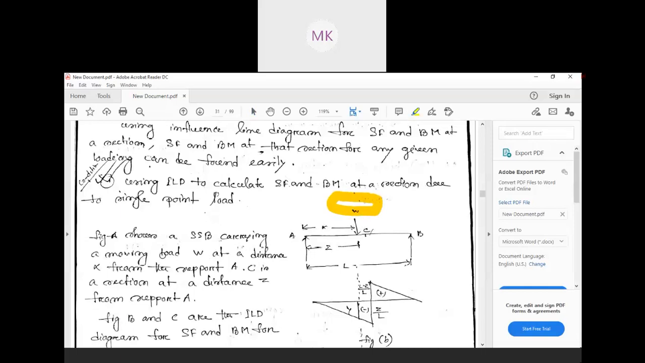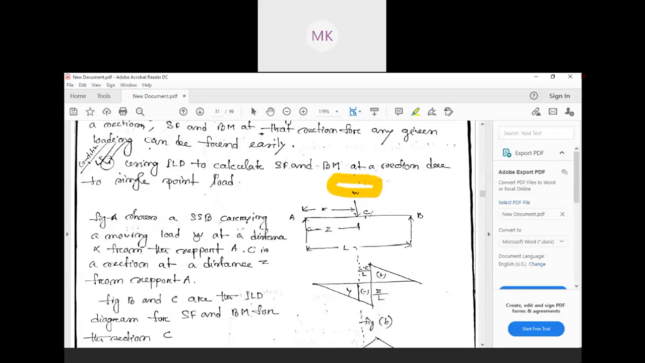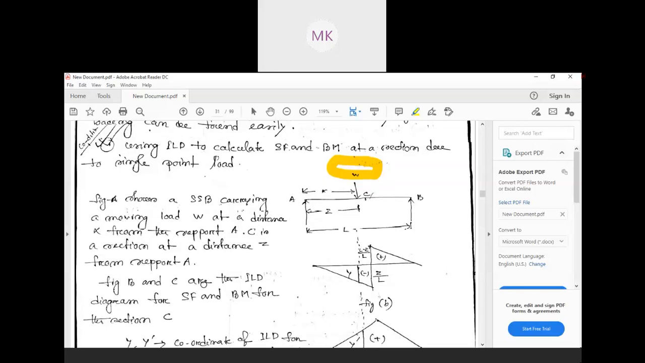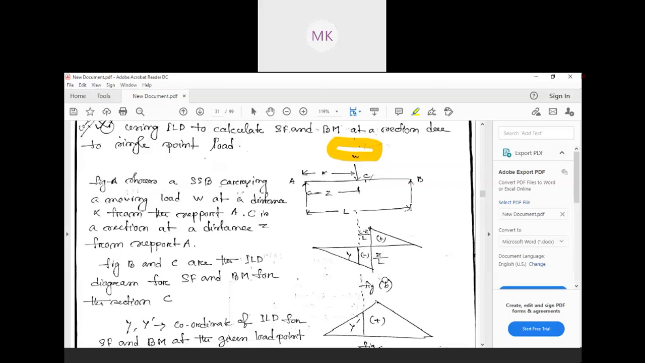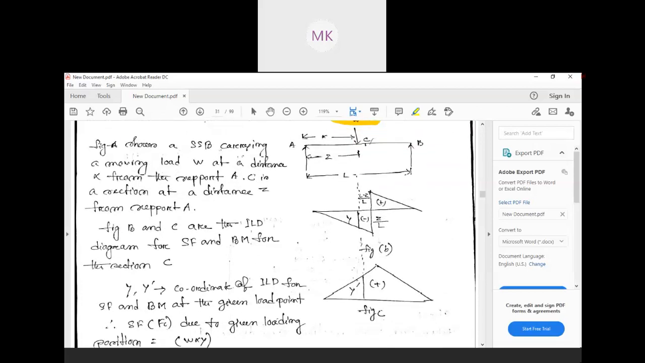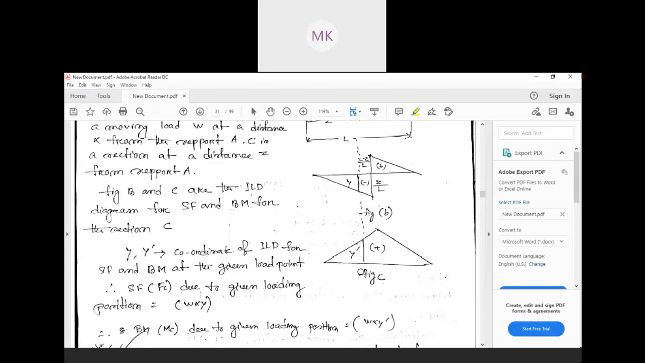In the figure, it is showing an SSB carrying a moving load W at a distance X from support A. C is a section at a distance Z from support A. Here you see figure B and figure C are the representation of SF and BM for that section C, as we have already done in the earlier part. How we calculated all this, we did earlier, so just simply drawing that.